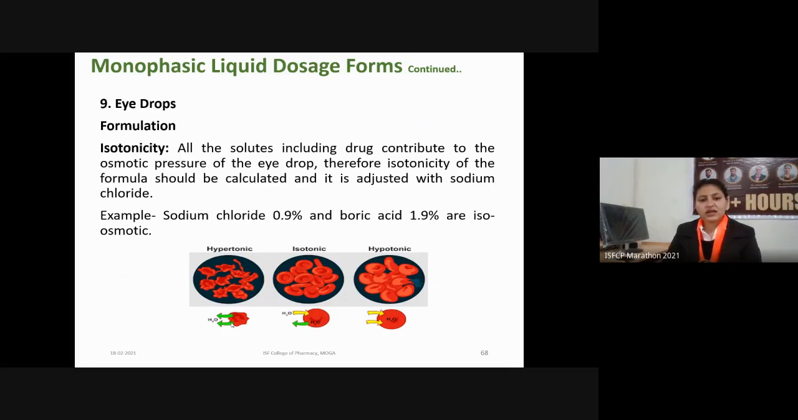Why is isotonicity essential? Because I have already discussed, if the solution is hypertonic in nature, it will shrink the cells. But if it is hypotonic, it will cause swelling and bursting of the cells. So if the tonicity of the solution in the eye drop is not maintained, it is going to irritate our eye, or it can also cause redness in the eye.